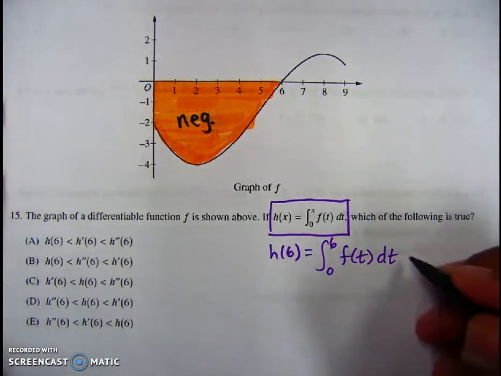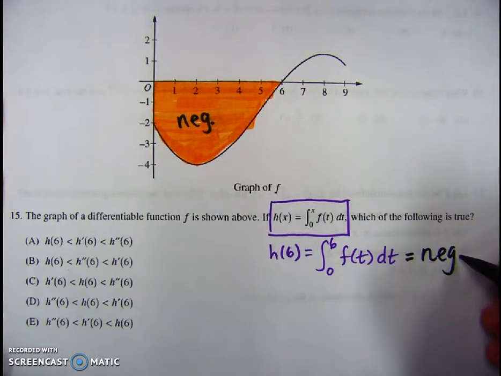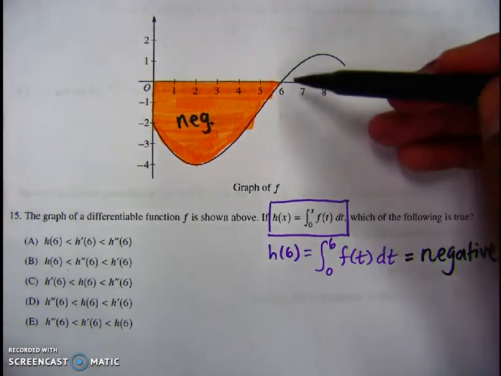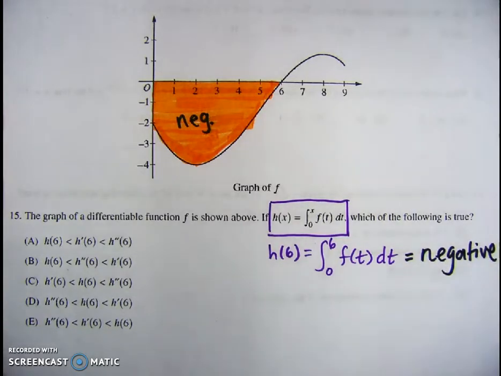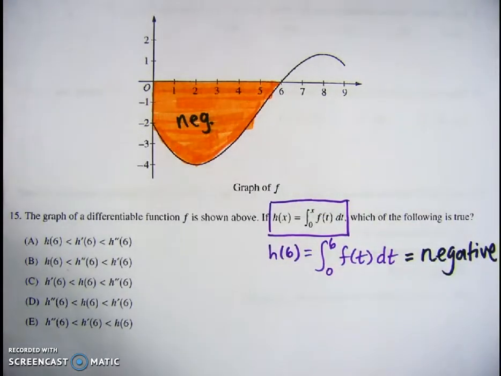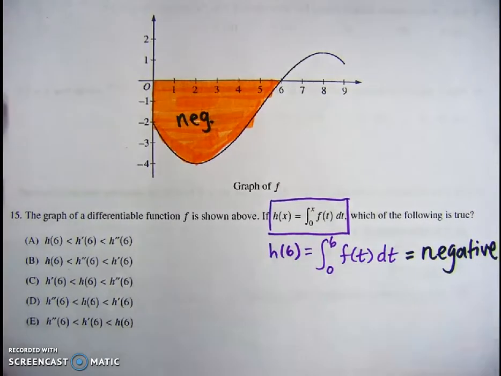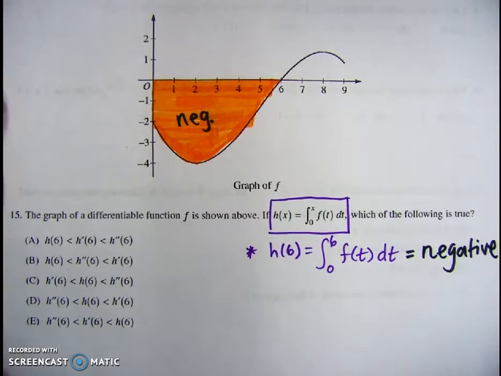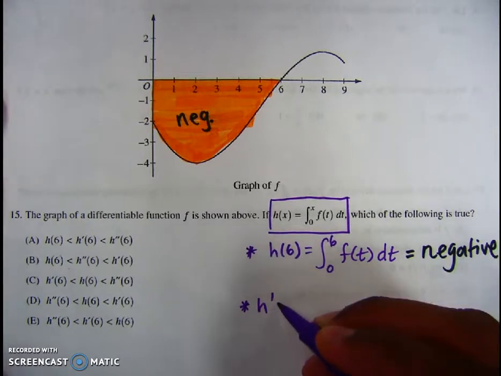So we don't know exactly what value it is, but we know that it's negative. Okay, it does get positive afterwards, but that's after x equals 6. That's not part of our integral, so I'm not going to worry about that. We just know that it's negative. Okay, so that's one of the things you should have considered. Now, another thing is h prime of 6.